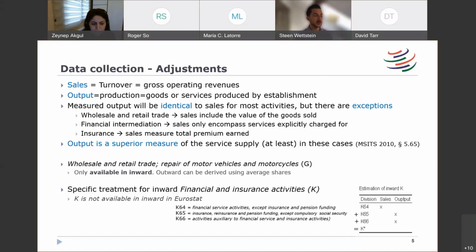And the reason is because it's not available in inward directly. So what we do instead is that we calculate it using the subcomponents of K, namely K64, 65, 66, because they are available. So we just compute it, and what we have available is the sales for K64, the outputs for K65 and K66. So we reconstruct this financial and insurance activities as being the sum of those, so a mix of sales and outputs.